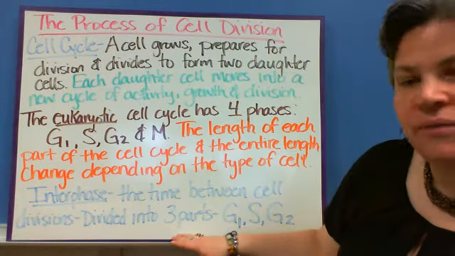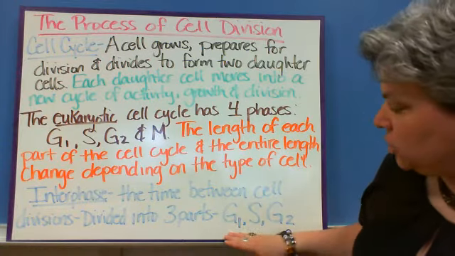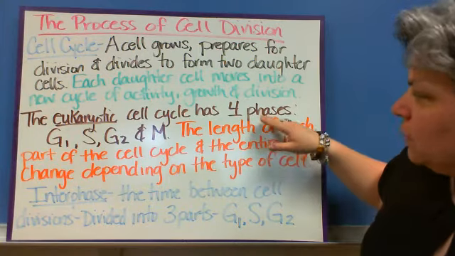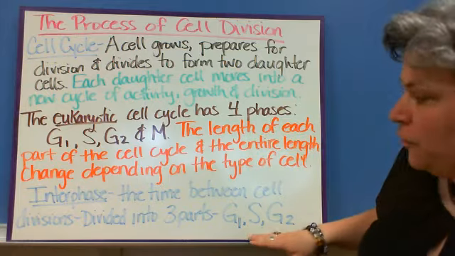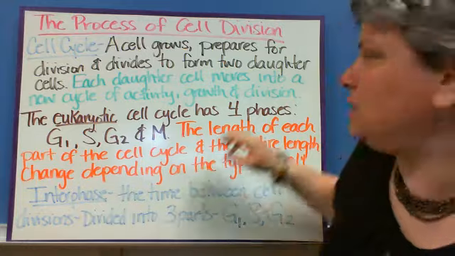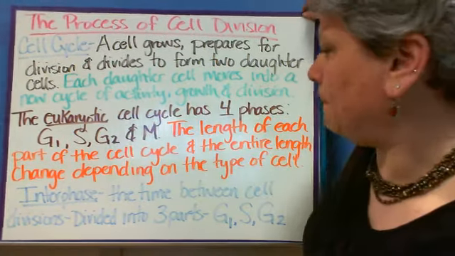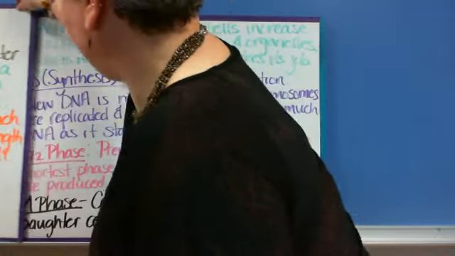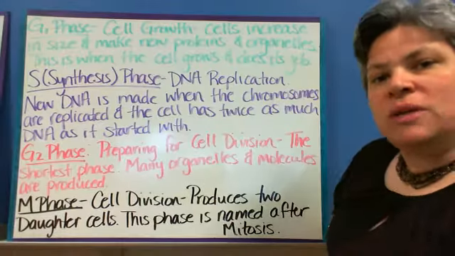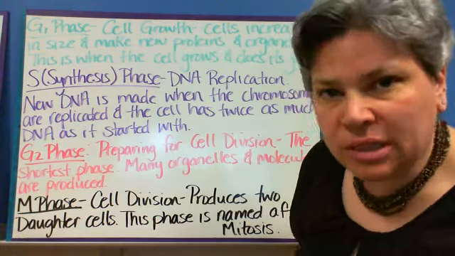And interphase is divided into 3 parts: G1, S, and G2. So we said there were 4 phases. The first 3 phases are all falling under what we call interphase. So let's take a look at what's actually happening during those steps.